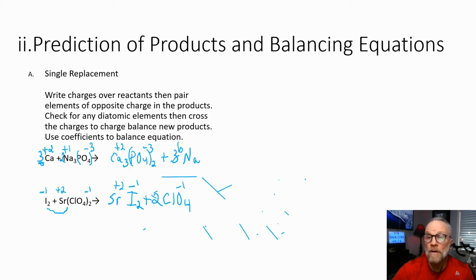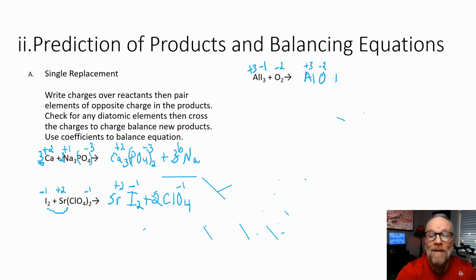All right, continuing on. We have aluminum iodide and oxygen reacting here. Aluminum is +3 because it's in group 13, right? Iodide is -1 because it's in group 17. Oxygen is always a -2. It's in group 16, that's the -2. And so now aluminum is going to dance with oxygen because they have opposite charges. Put your charges back over the top. And then we have iodide. And iodide is one of the 7 diatomic elements, so it will be I2.